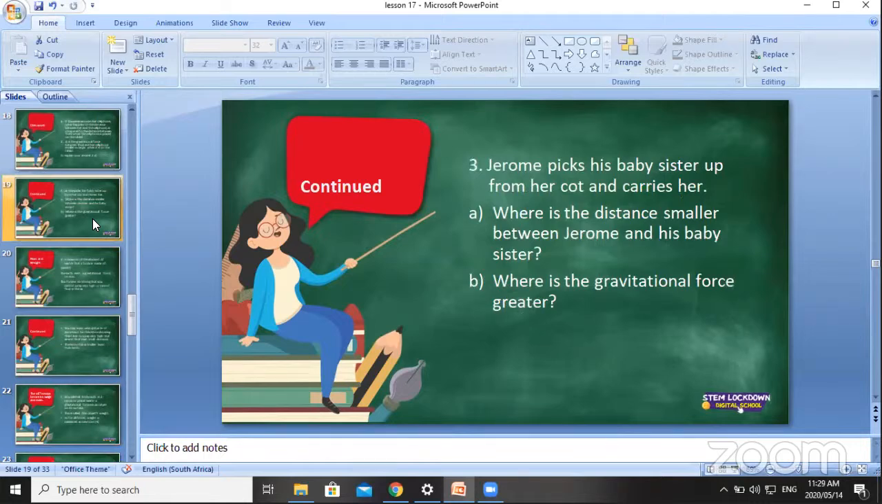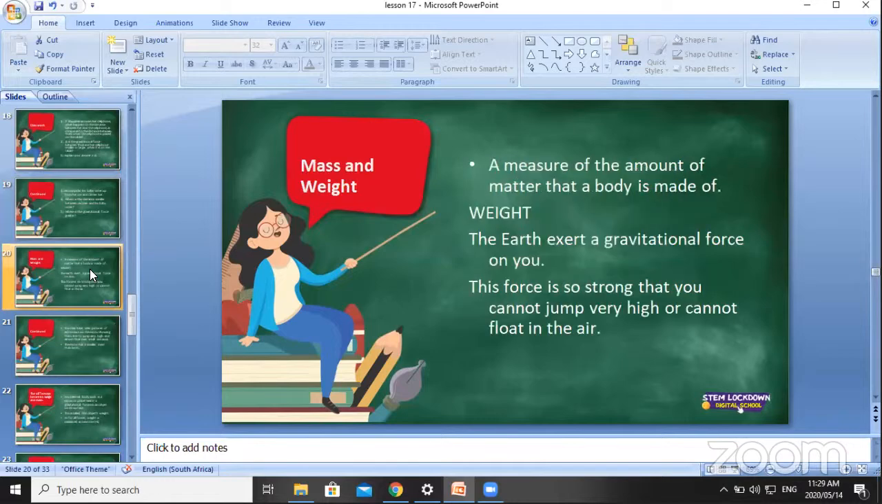I hope you understand. So B says, where is the gravitational force greater? The gravitational force is greater when obviously the sister is in Jerome's hands or arms. Yes. Let us continue, grade 9. I hope you understand. These are the types of questions that you should expect when you go back to school or when you're writing your exams.